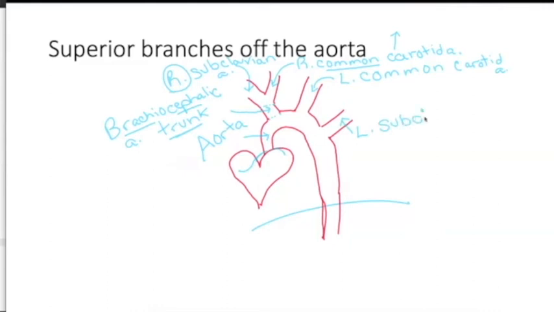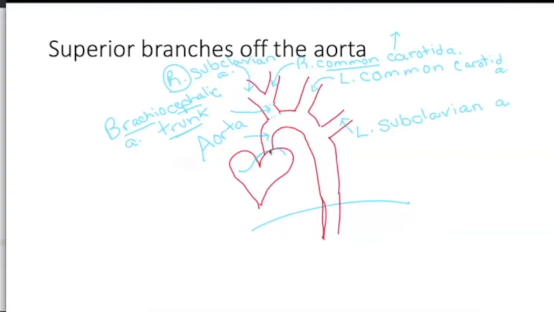So on the right side, the subclavian and the carotid come off of this shared branch, the brachiocephalic trunk, whereas on the left side, they both come directly off the aorta. So to give you an idea of blood flow, just to do that.